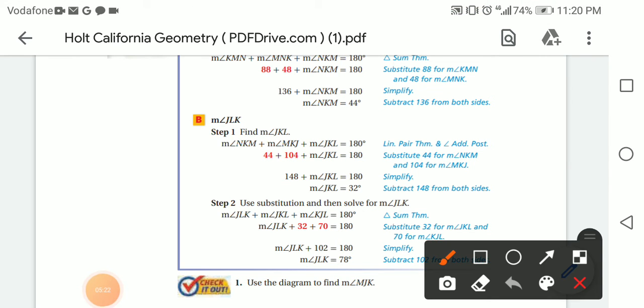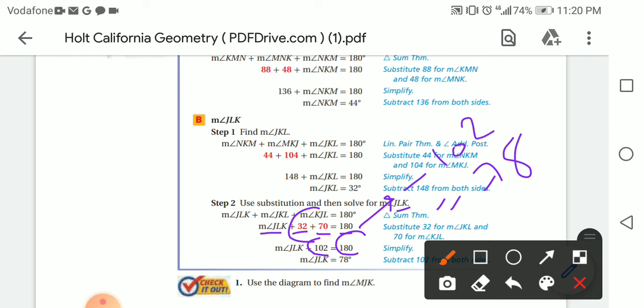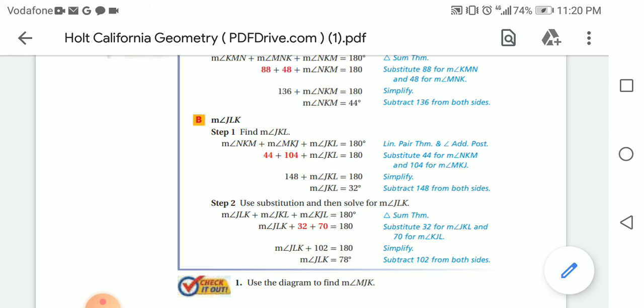So use the substitution, then solve for JLK. So I have here, as I told you, a measure of angle JLK plus 32 plus 70 gives you 180 degrees. So the sum of them is 102. So I subtract 102 from both sides. So 180 minus 102 gives you what? 78 degrees. Okay?